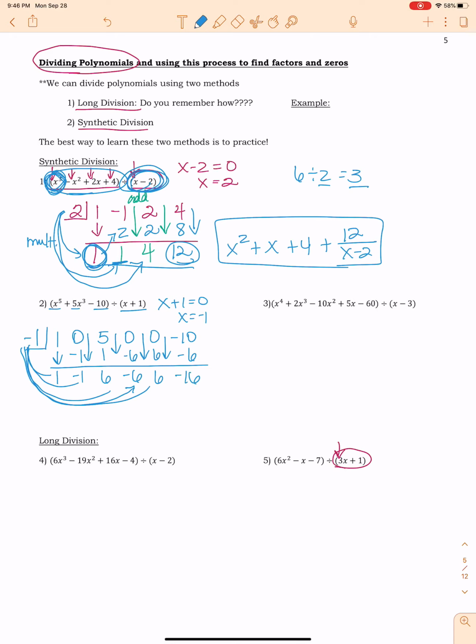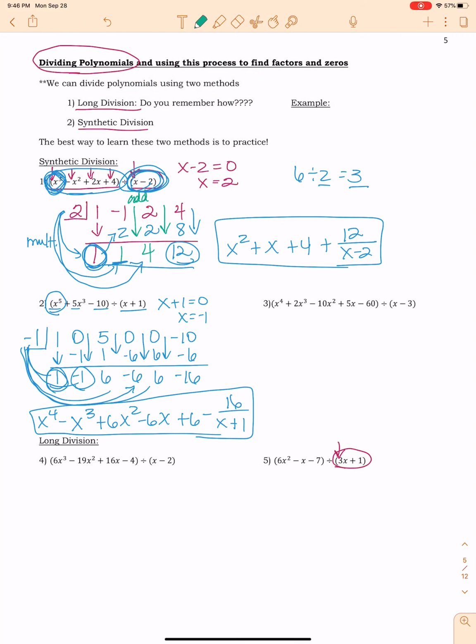And what will my answer look like? Well, if this is x to the 5th, this 1 right here has to be x to the 4th. So 1x to the 4th minus x to the 3rd plus 6x squared minus 6x plus 6. We have a leftover. That means we have a remainder. Easy peasy lemon squeezy.